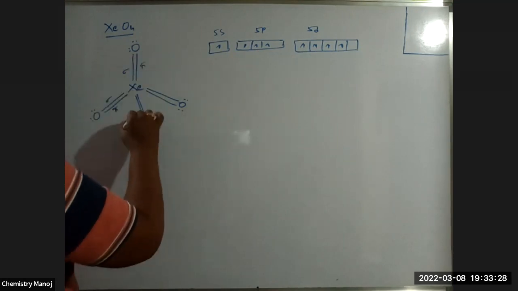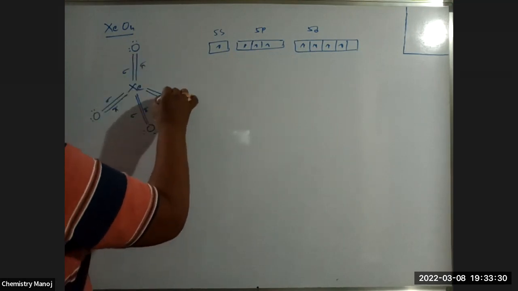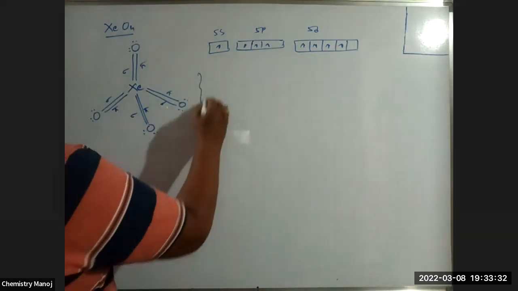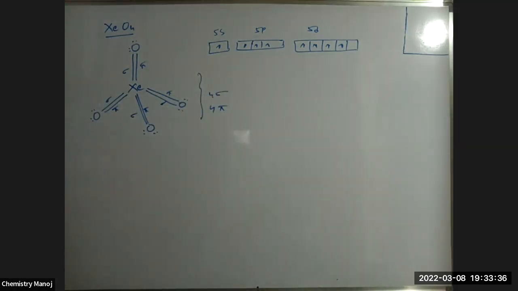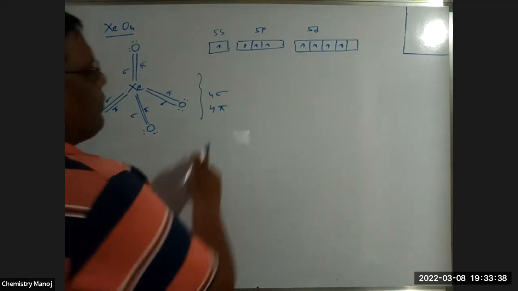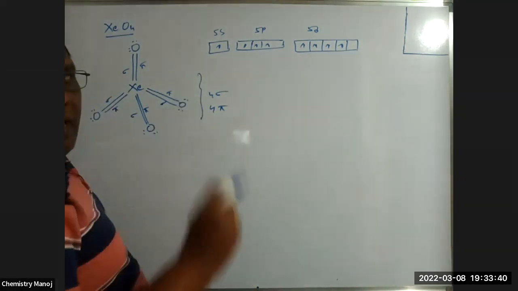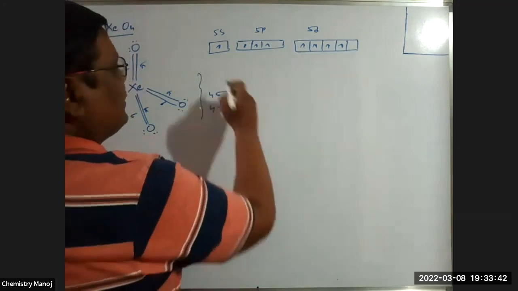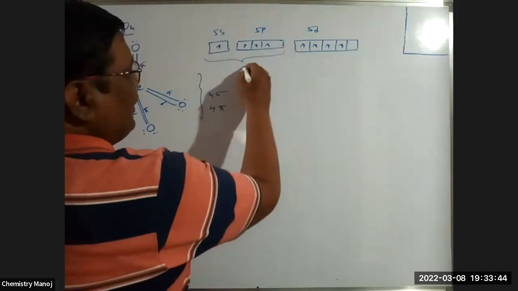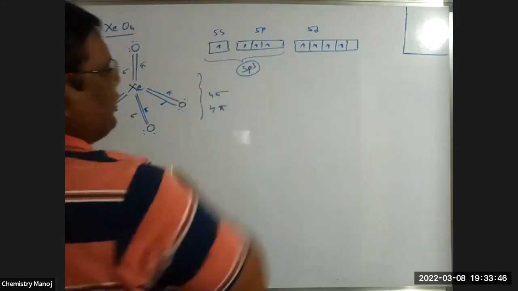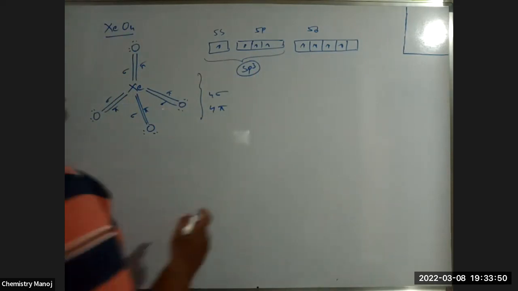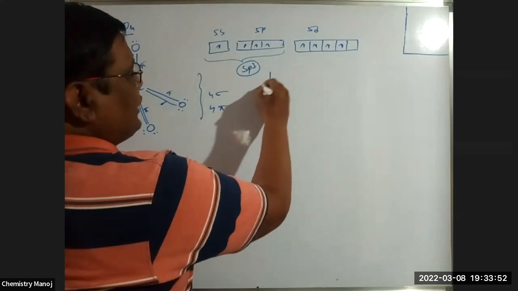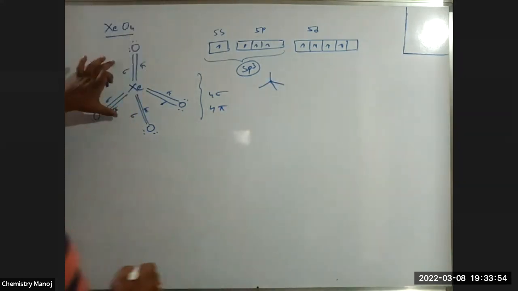Among these, 1 sigma, 1 pi; 1 sigma, 1 pi. That means a total of 4 sigma and 4 pi bonds are there. 5 bonds cannot be formed by hybrid orbitals. That's why we left these 4 electrons, and only the sigma-bonding ones are involved in hybridization. That should be sp3 hybridization. Because it is sp3, the structure we expect is tetrahedral.